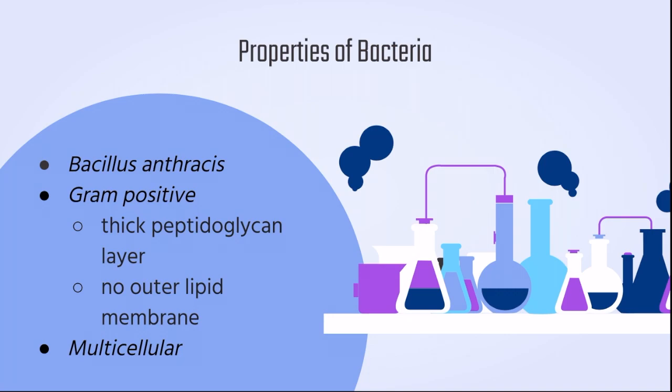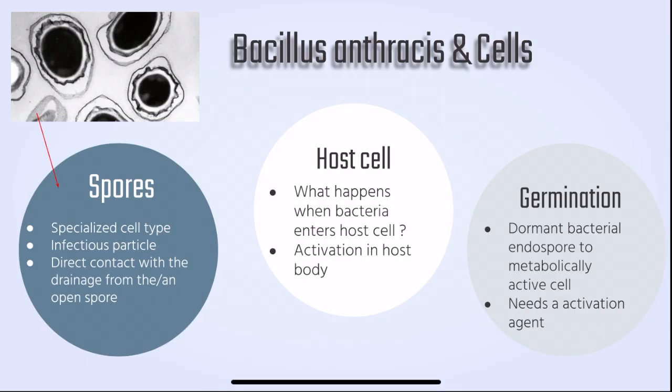The thick porous layer in the cell wall of the gram-positive bacteria gives greater access to antibiotics, allowing them to move more easily and penetrate the cell and/or interact with the peptidoglycan itself. It's also a multicellular bacteria. So we're going to look at the next slide, Bacillus anthracis and cells. We're going to look at spores, which is a specialized cell type.